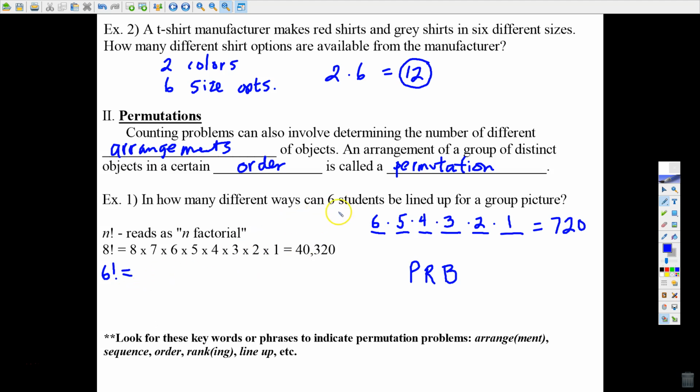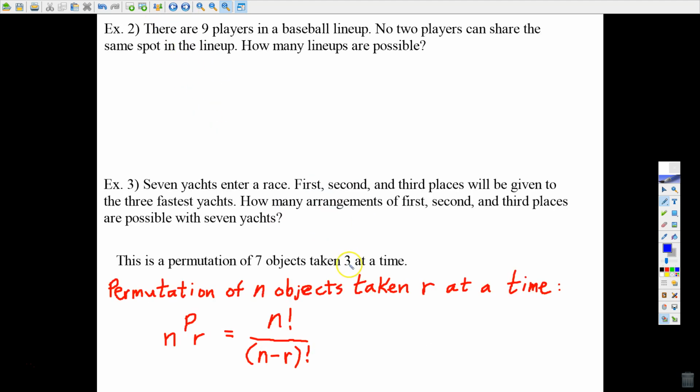But that's only if all of the people or objects are being arranged. All of the people that you have available are being arranged. All right, so let's take a look at another example.